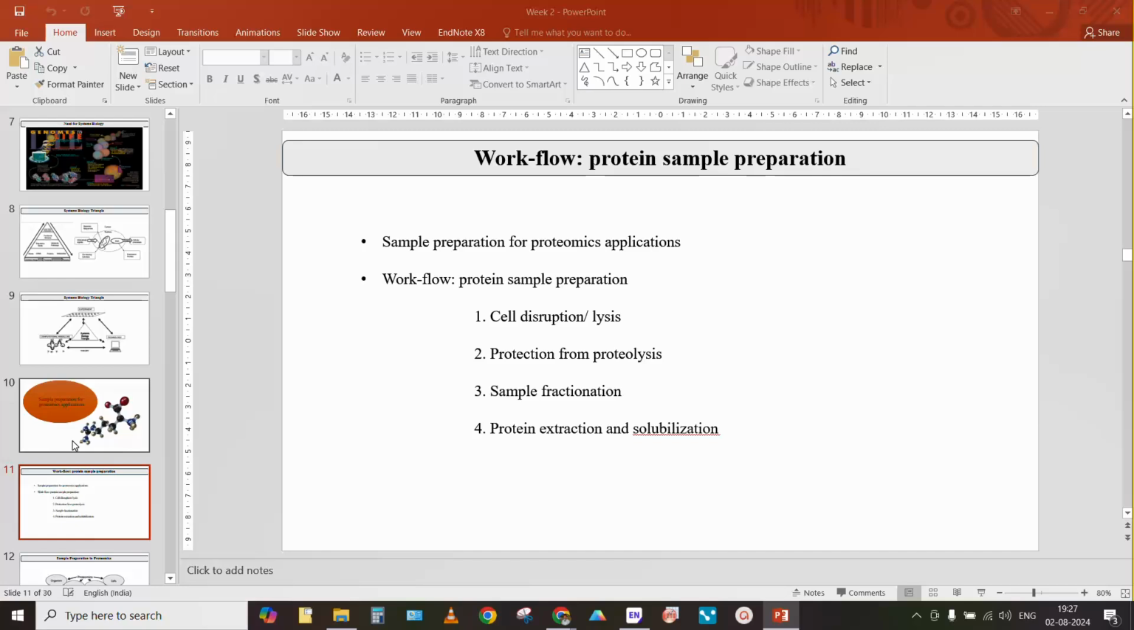To obtain comprehensive proteome coverage, it is often very important to pre-fractionate your samples, and then protein extraction followed by solubilization. These are other very essential components.